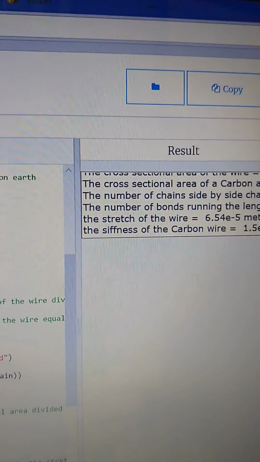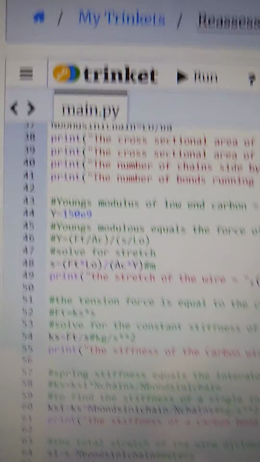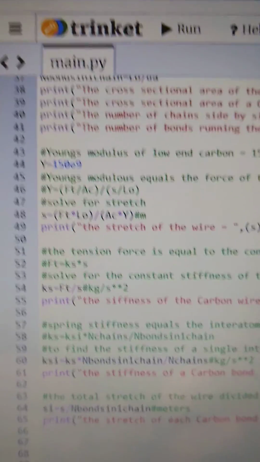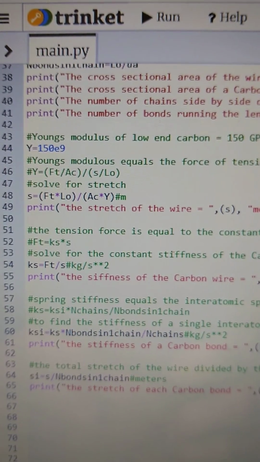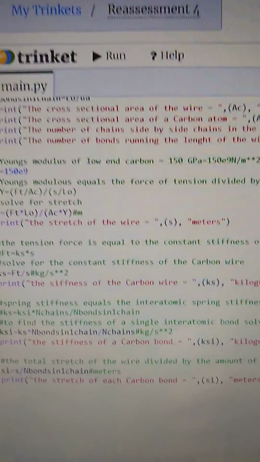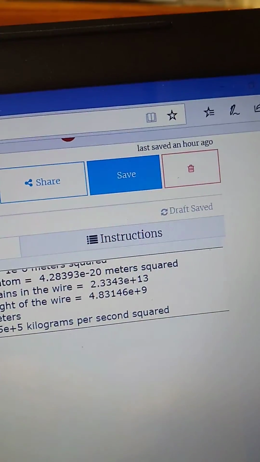and the stiffness of the wire can be found by rearranging the formula for the tension that we figured out earlier. And the stiffness of this carbon wire is 1.5 e to the 5 kilograms per second squared.